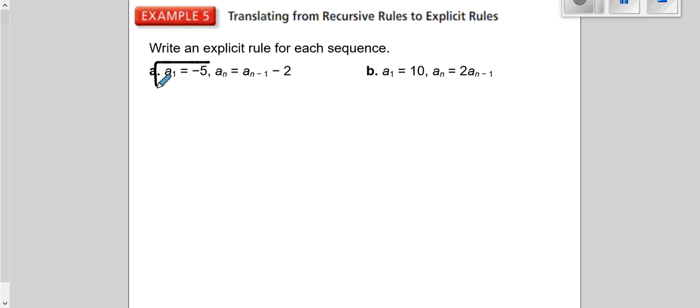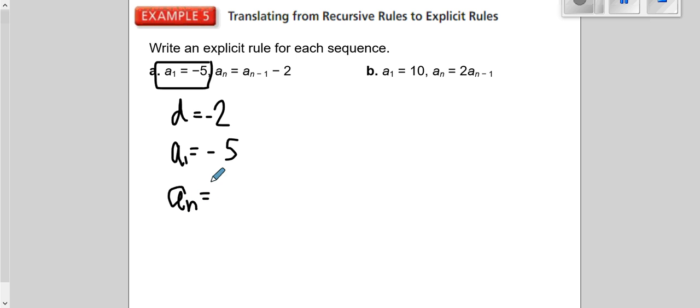So here's our a sub 1. And our a sub n is a sub n minus 1 minus 2. So previous term minus 2. So we're subtracting 2 each time, so that's the d. That's the common difference. d equals -2. a sub 1 has to be part of our answer. -5. And then the rule is previous term minus 2.